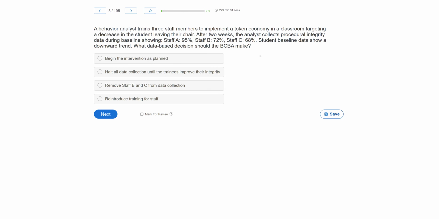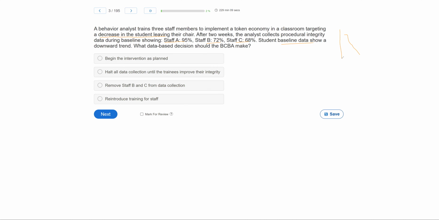This is a good question, right? We're trying to make a data-based decision. What data points do we have? We have our procedural integrity data points here, and we have baseline data. What does baseline data show? A downward trend. Well, what are they trying to accomplish? A decrease in leaving chair.